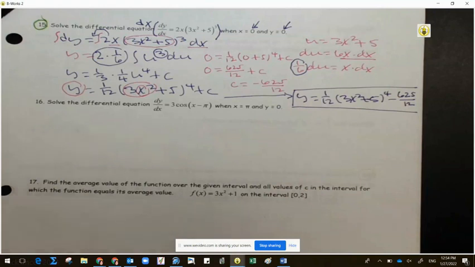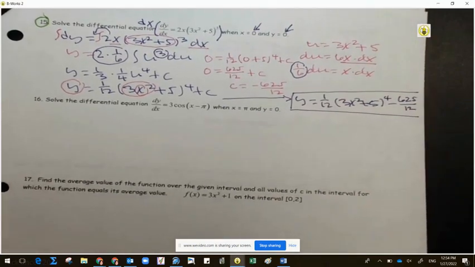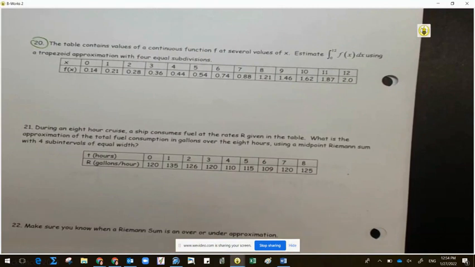All right. 20. Was that our 5th one? 20? All right. Max, put that away and let's read. Number 20.